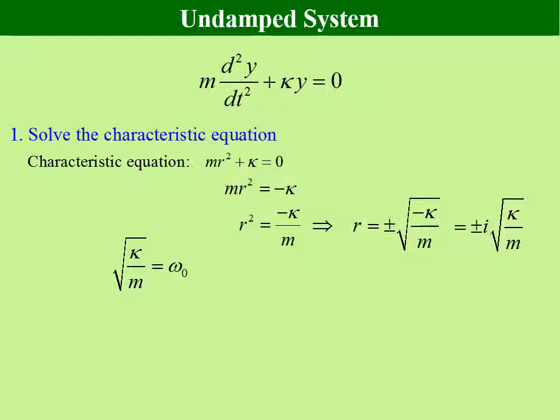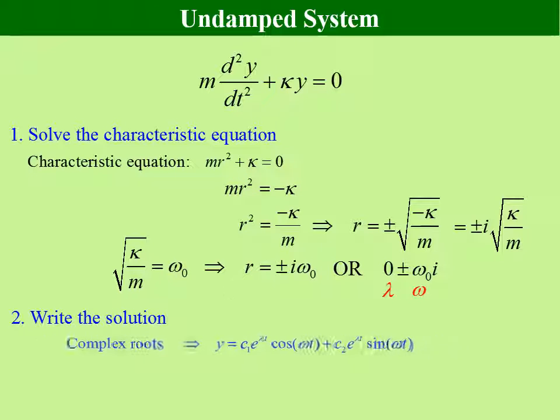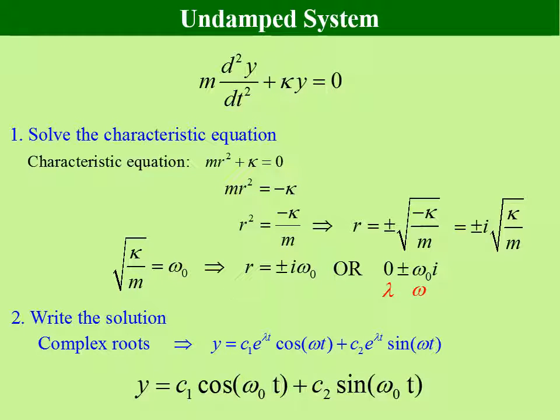So we will refer to the quantity square root of kappa over m by the name omega naught, omega sub 0. You'll see the significance in this later. And so the roots come out to be plus or minus omega naught i, which means that we can write our solution with the cosine omega naught t and sine omega naught t. And the e's would disappear since lambda is 0.